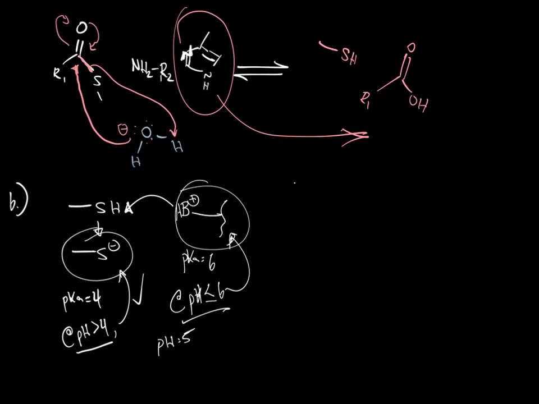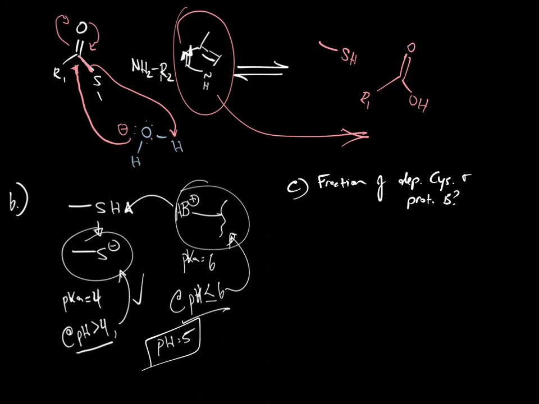Now C kind of goes along the same lines as this and says, what is the fraction of deprotonated cysteine and protonated base at the optimal pH, which we got as 5. So this is where you use a Henderson-Hasselbalch, right? Because we want a certain state of the cysteine and the protein.